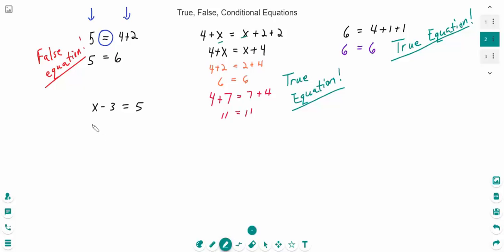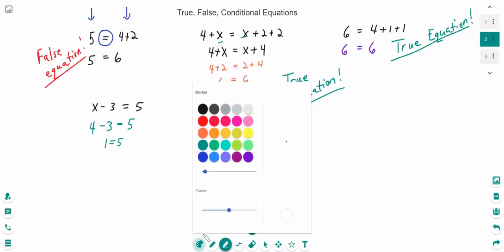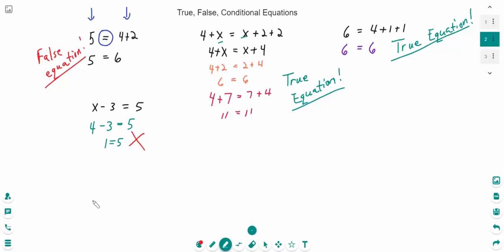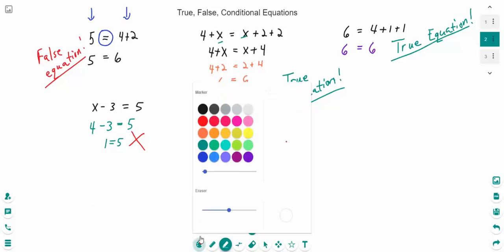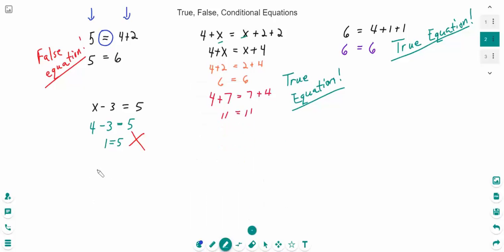All right. So if I plug in a 4 for the x, 4 minus 3 equals 5. 4 minus 3, well, that's a 1. And does 1 equal 5? No. So this would be a false equation, right? Let's try another number, though. What if we plug in an 8? So if I say that x is equal to an 8, then I'd have 8 minus 3 equals 5. And 8 minus 3 is, in fact, 5. And 5 does, in fact, equal 5. So this is a true equation.